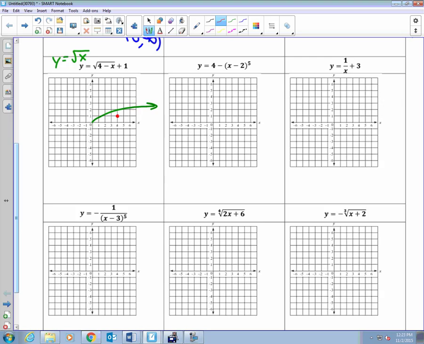But there's a negative in front of the x. Is that negative on the inside or is it on the outside? So if there's a negative in front of the x on the inside, is that a horizontal flip or a vertical flip? It's a horizontal flip. So therefore, instead of headed off to the right, it's going to head off to the left.